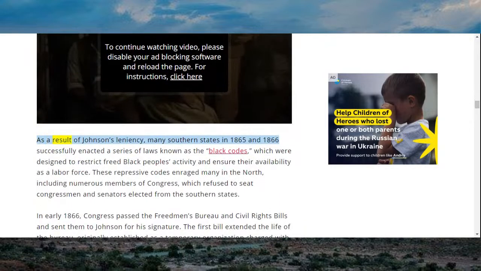As a result of Johnson's leniency, many Southern states in 1865 and 1866 successfully enacted a series of laws known as the Black Codes, which were designed to restrict freed black people's activity and ensure their availability as a labor force. These repressive codes enraged many in the North, including numerous members of Congress, which refused to seat congressmen and senators elected from the southern states.